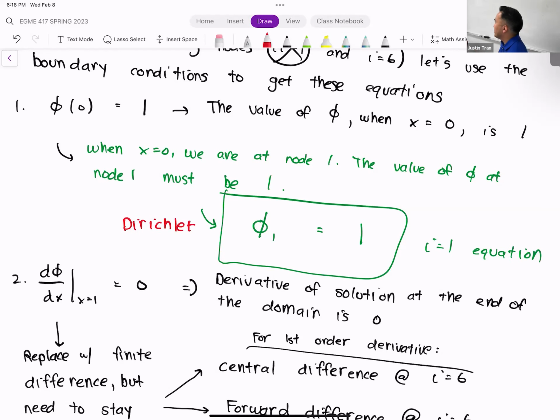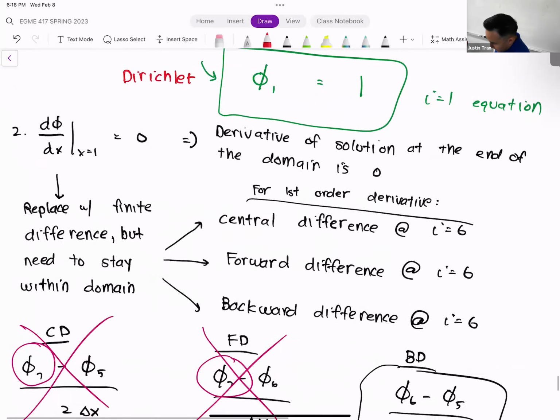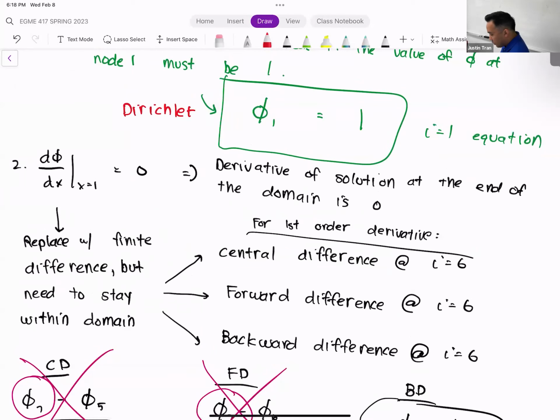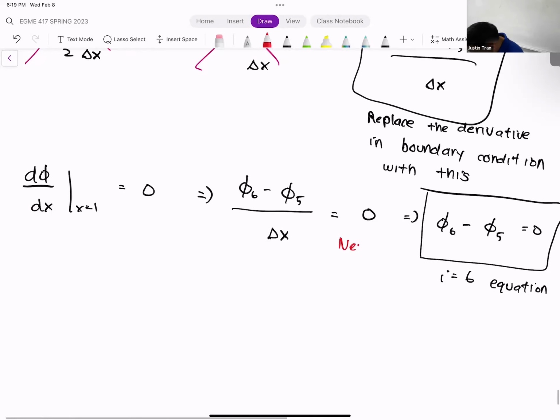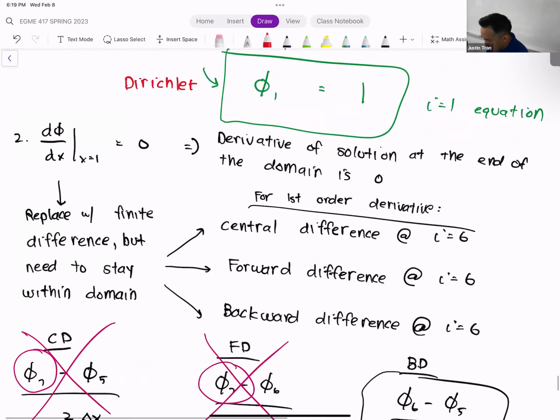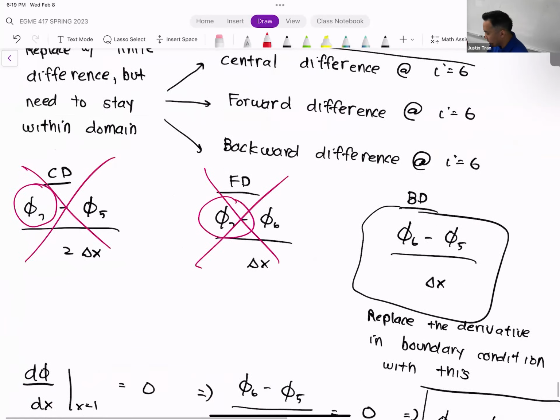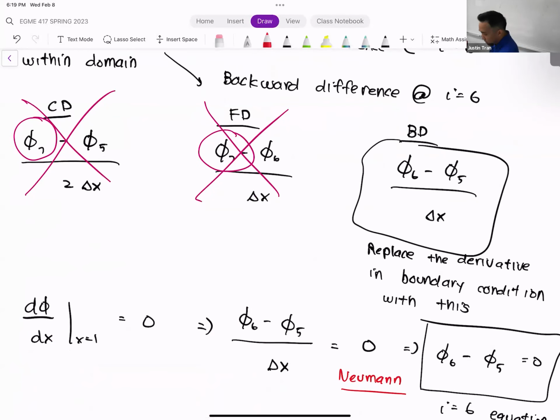Actually, I have no idea how you pronounce it. I've never met the guy. Okay. And the second boundary condition, where we have a derivative boundary condition, that's called a Neumann boundary condition. Okay. And so you'll hear me use that terminology throughout the course. And so just remember what they are.